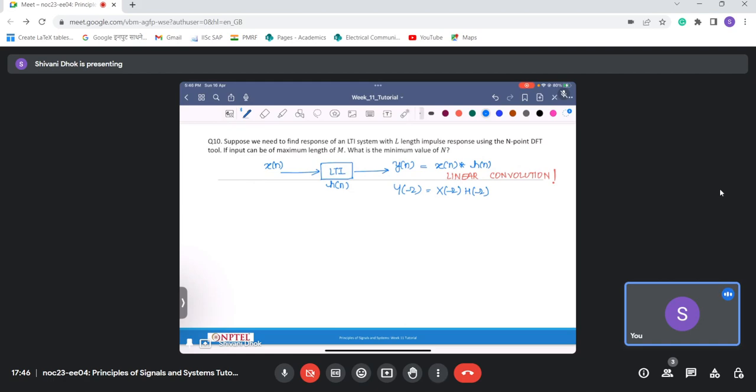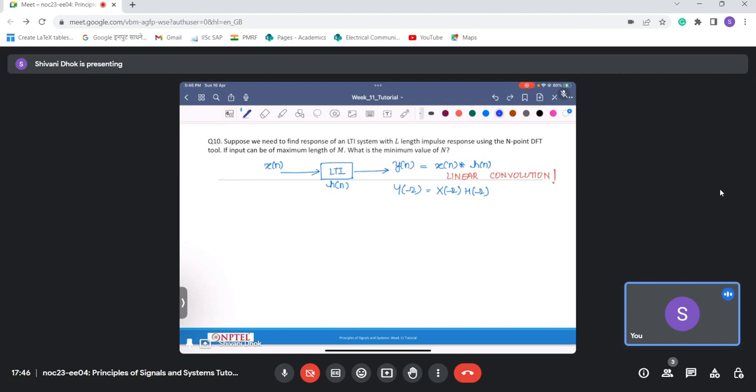Okay, now another thing that we know is the relation of Y[k], which is my DFT of this signal y[n], which is equal to Y(omega) evaluated at omega equal to 2 pi k by N. But we don't know what value of N we should choose.